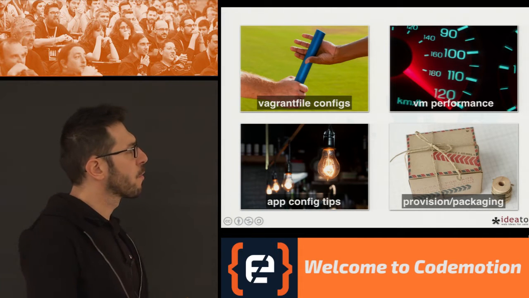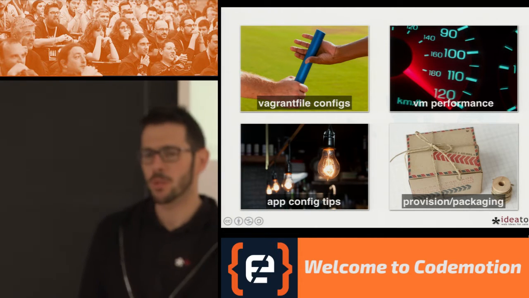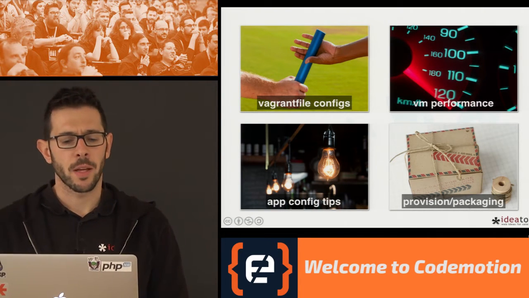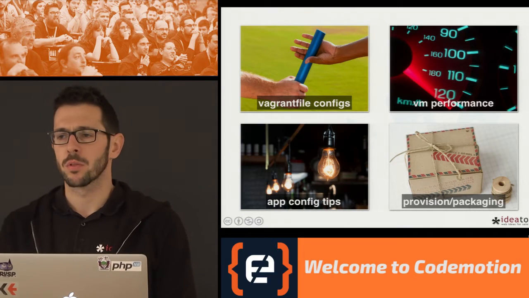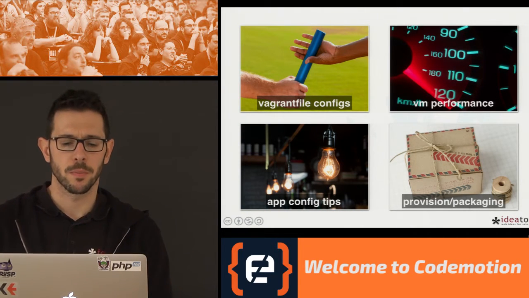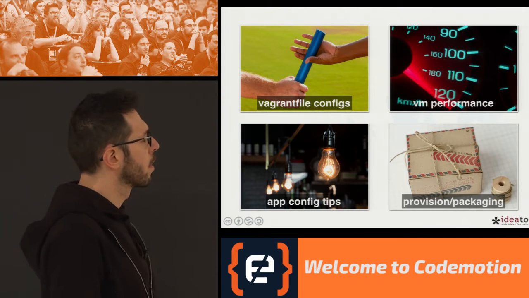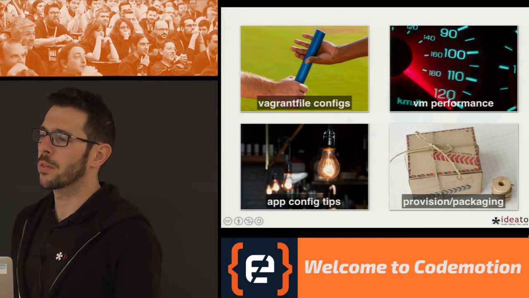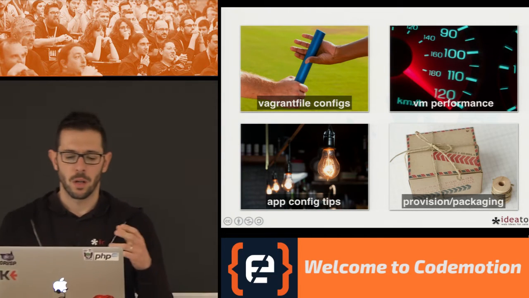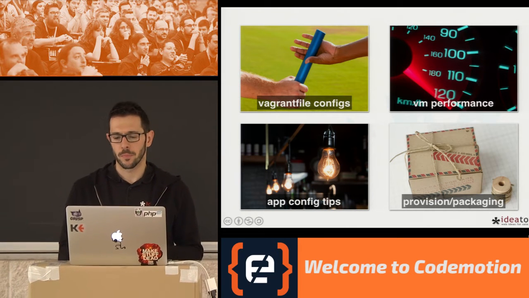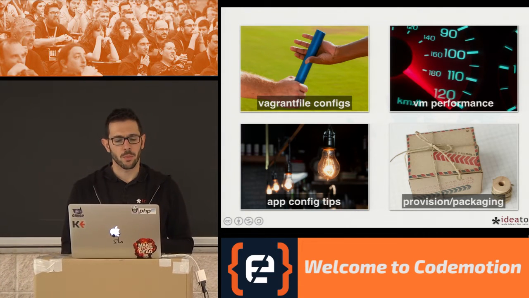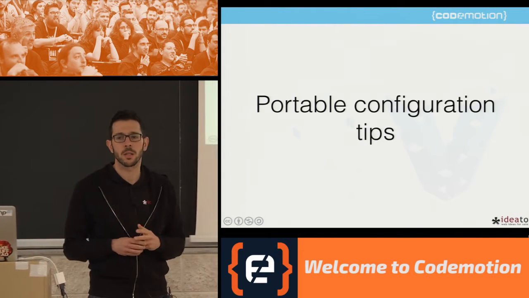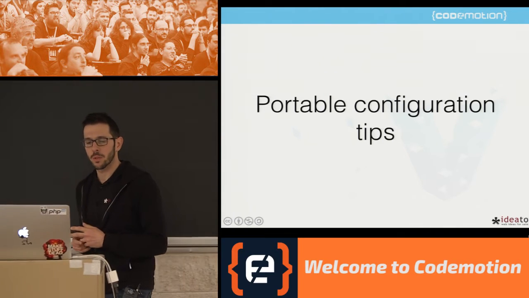We have basically four sections. The first one, Vagrantfile configurations. After that, we'll talk a bit about virtual machine performance, and we'll follow with some tips for configuring your application, and we'll end with some tricks on provisioning and packaging. So let's start with the first one, portable configuration tips, also known as don't mess with your team.